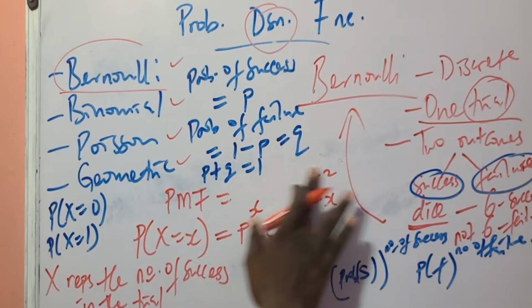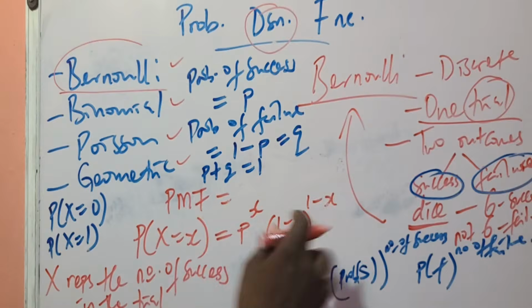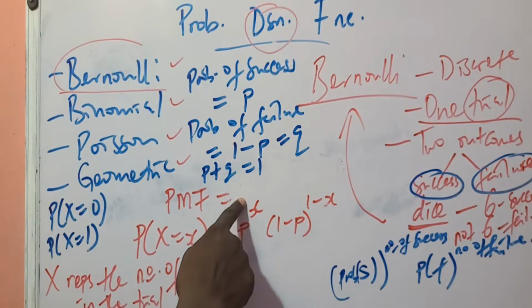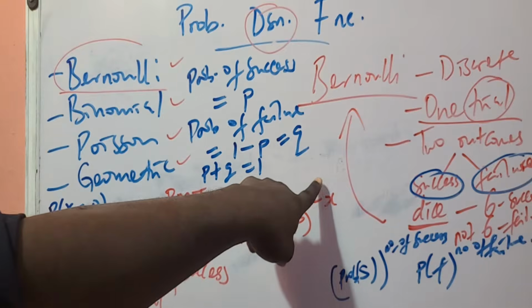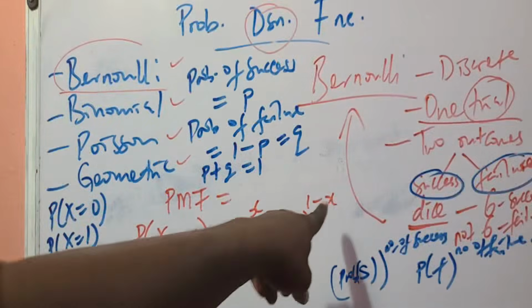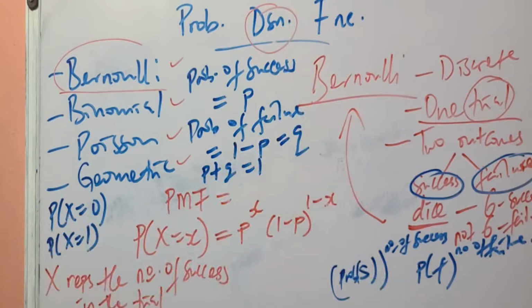But in this case, we're not dealing with multiple trials, we're dealing with just 1 trial. That's why the PMF is written this way, where the number of trials in Bernoulli is just 1, minus X. X here represents the number of success in the trial. So if X is 1, that means we had 1 success, then your number of failure will be 1 minus 1, which is 0. If X was 0, then your number of failure will be 1 minus 0, that means you had 1 failure. It's so simple. So once you have these things settled, you don't go wrong.